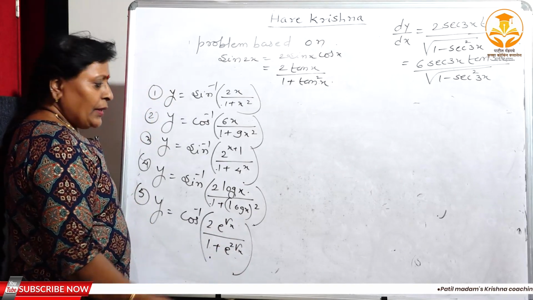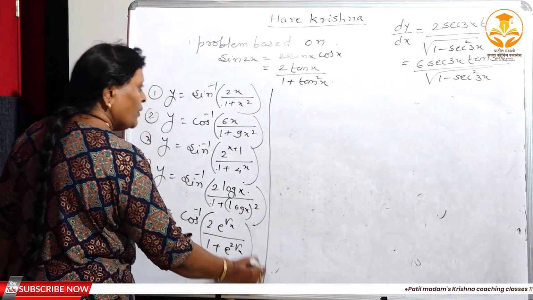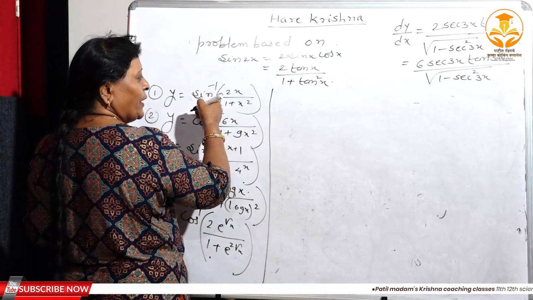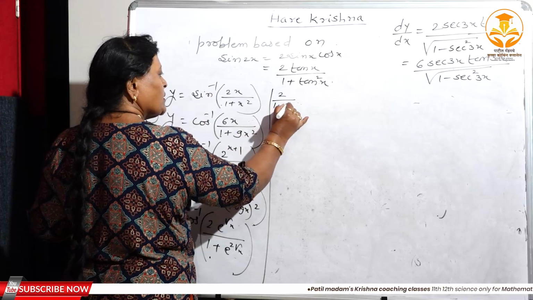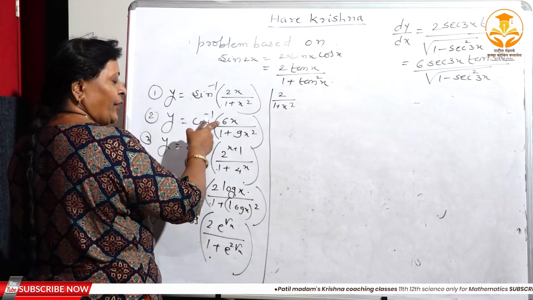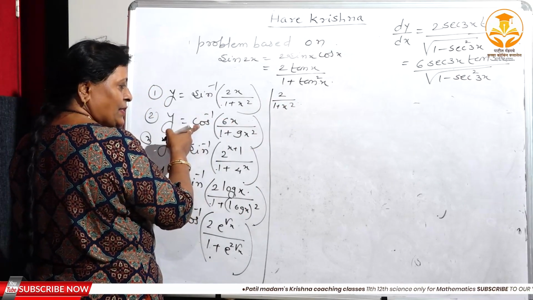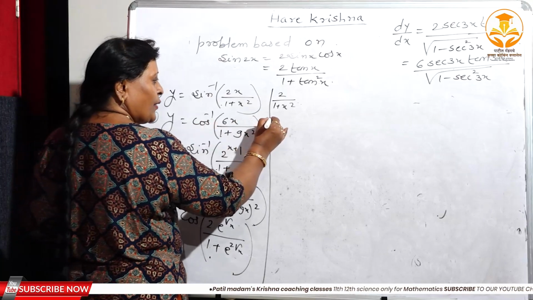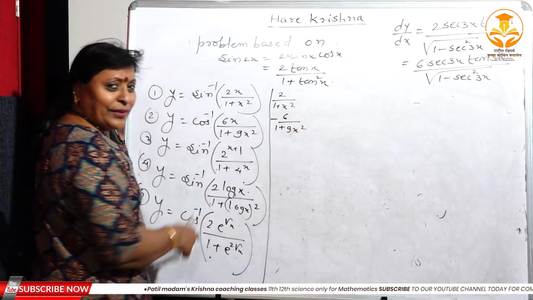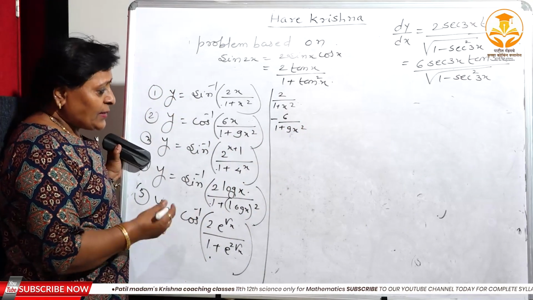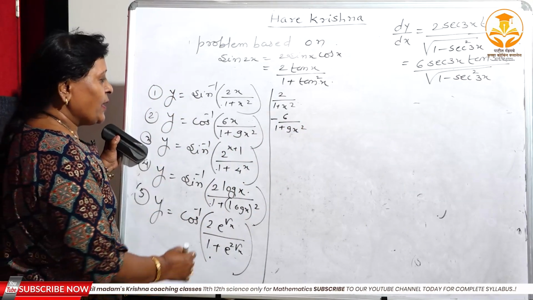Again very simple. See the short trick. What is the answer of this? You have to take the derivative of this, 2x gives 2. The denominator remains as it is. Right? The derivative of 6x is 6. But since this is cos inverse, therefore you will get a minus result, 1 plus 9x square. Write down the result and see whether you get this result or not.